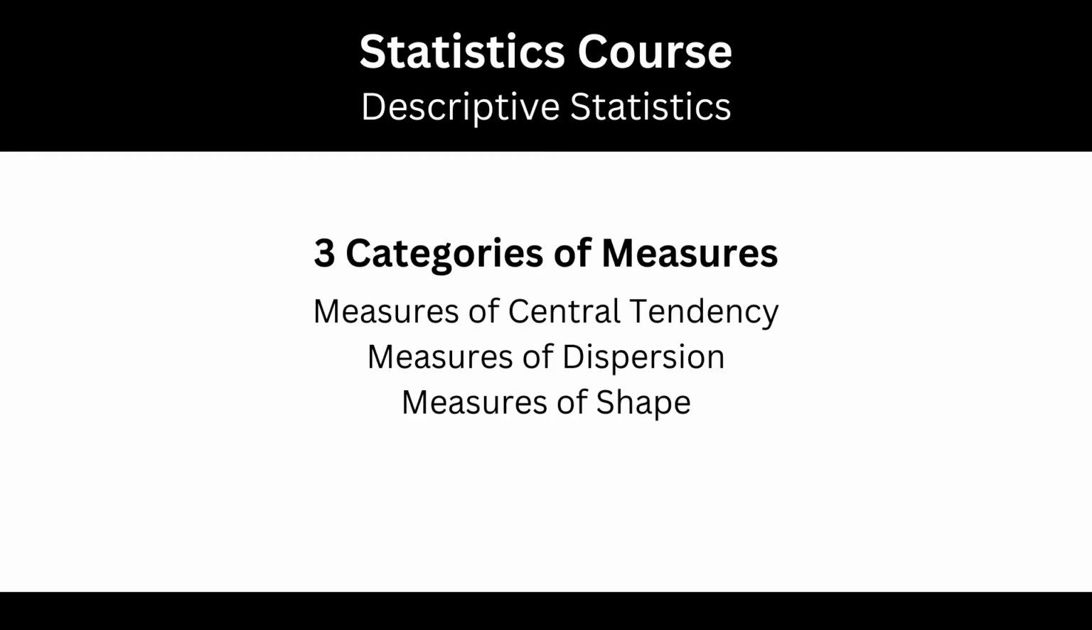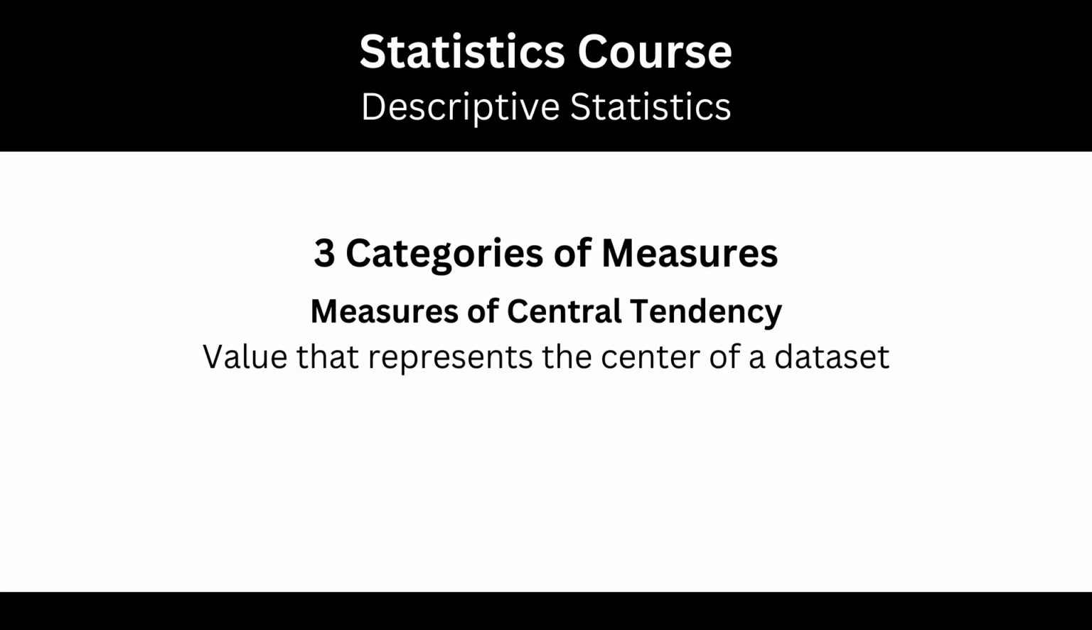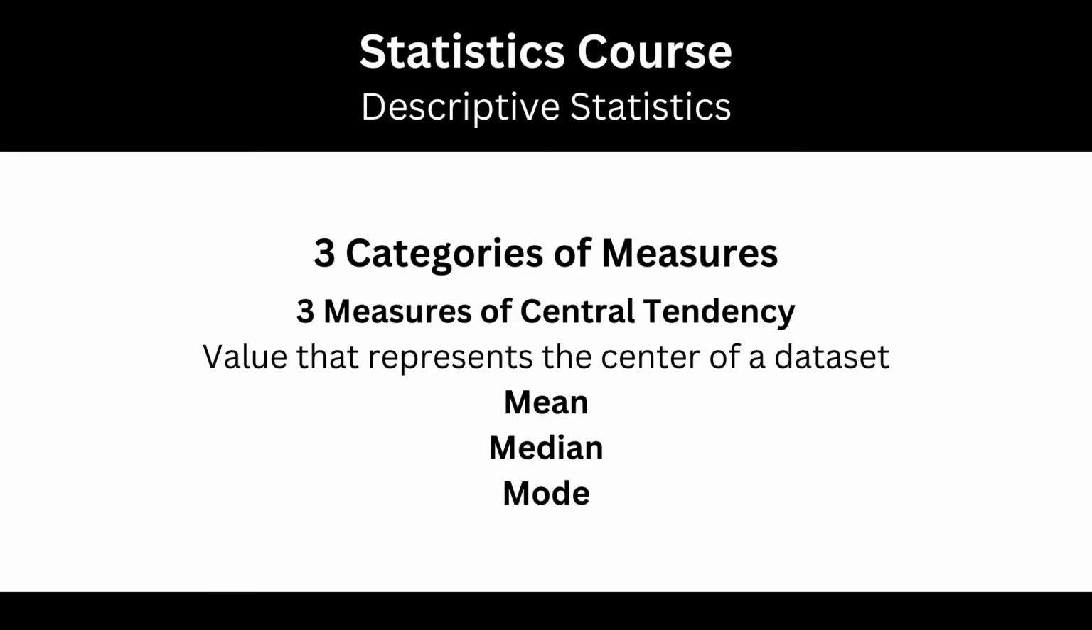To categorize the data, we have three measures: central tendency, dispersion, and shape. Note that each measure is also called statistics when it's from the sample side. Let's start with central tendency. Central tendency is a single value that represents the center of the data set. There are three measures of central tendency: mean, median, and mode.